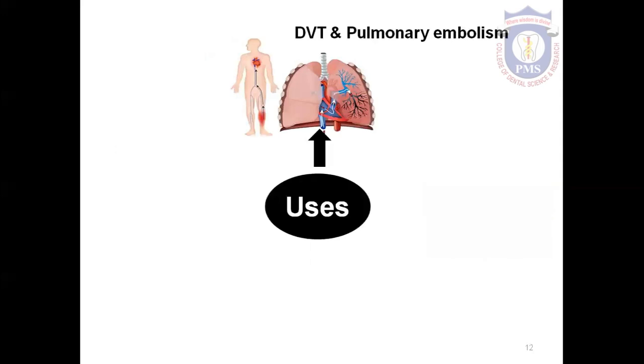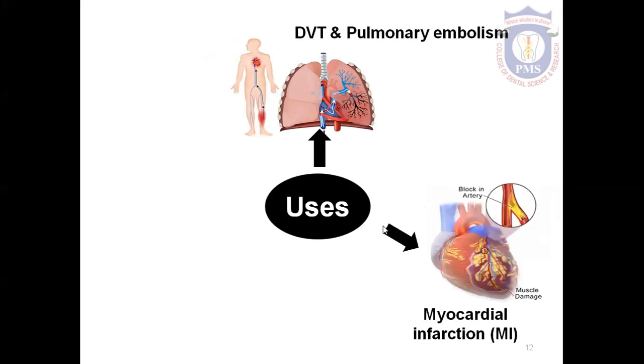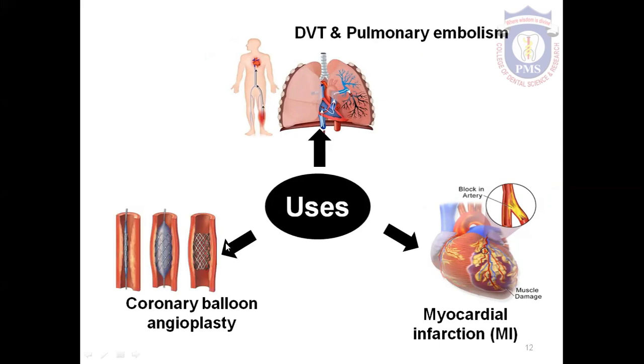Uses of heparin include treatment of deep vein thrombosis and pulmonary embolism, where it helps to dissolve the blood clots. It is also used in the treatment of myocardial infarction, which is caused due to presence of clots in the coronary arteries. It is used in coronary balloon angioplasty to prevent blood clot formation and also to dissolve the blood clots. So the uses of heparin are DVT and pulmonary embolism, myocardial infarction, and coronary balloon angioplasty.